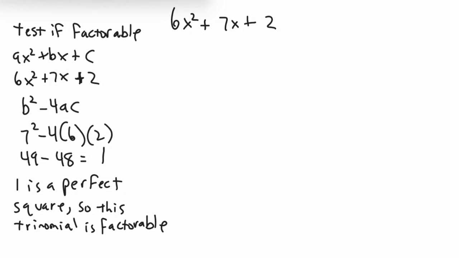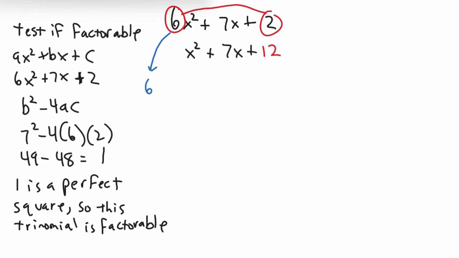Okay, so let's start by multiplying the 6 and the 2 together. 6 times 2 is 12. And then we're going to set this 6 off to the side. We're going to come back to that later. We're going to drop the 6 in front of the x squared because we multiplied that by the 2. So we got x squared plus 7x plus 12. We're going to put the 12 on the top, the 7 on the bottom.